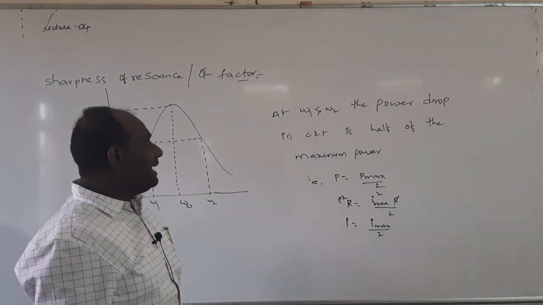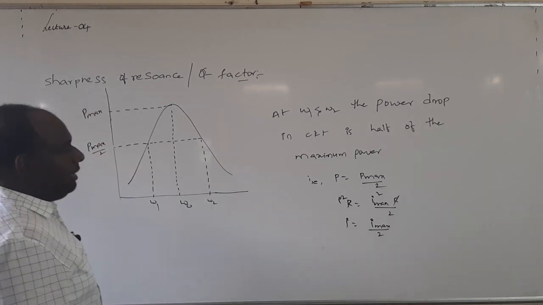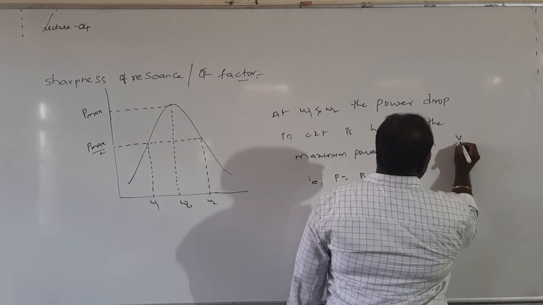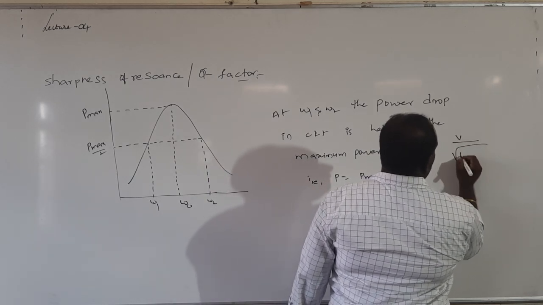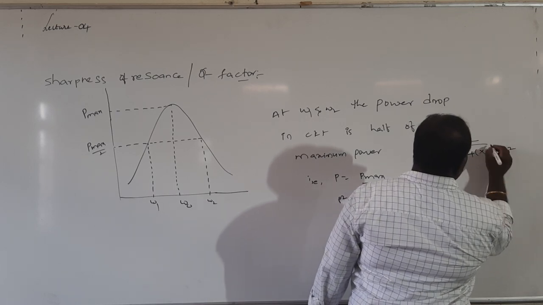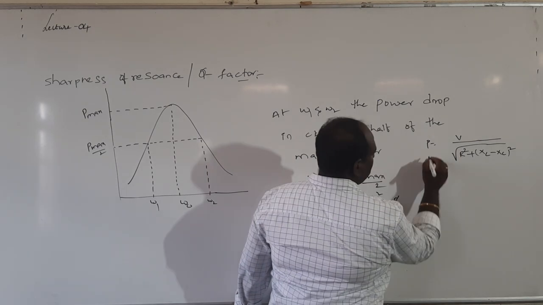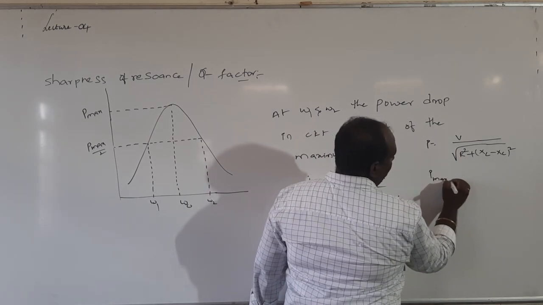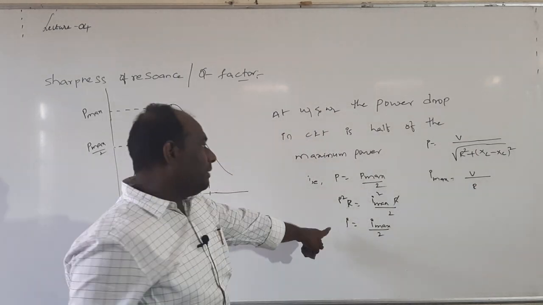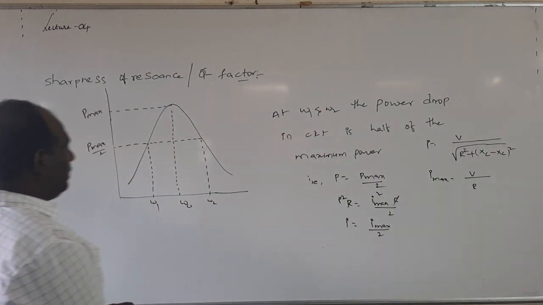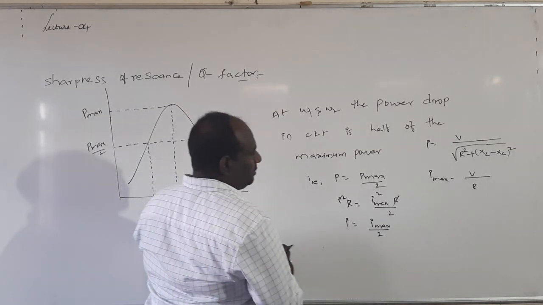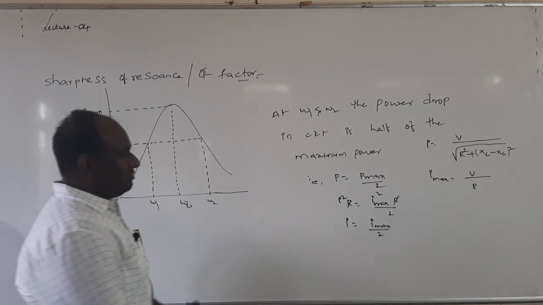So what is the expression for maximum current? In the last class we derived the expression for current in the circuit: I equal to V by root over R square plus XL minus XC whole square. This is the general current. The maximum current is equal to V by R. So I am going to substitute these two values in this equation. I am going to explain now. So better to write up to here.